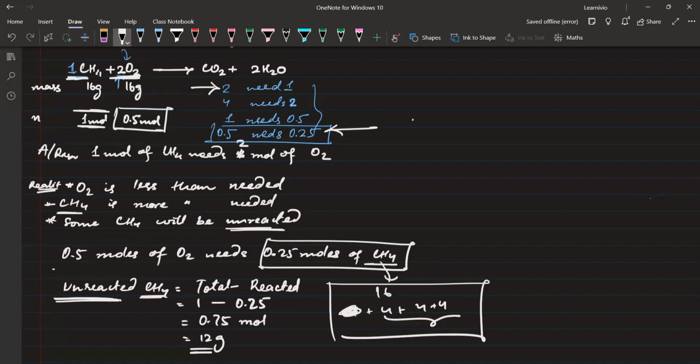Thank you very much. So total how much CH4 we took? We took 1 mole ना, calculate किया था हमने. Yes. ठीक है. So from 1 mole, some will be reacted. जितना O2 को जरूरत होगा. So O2 needed 0.25 moles only. Right? Yes, sir. Got it now? Yes, sir. ठीक है.